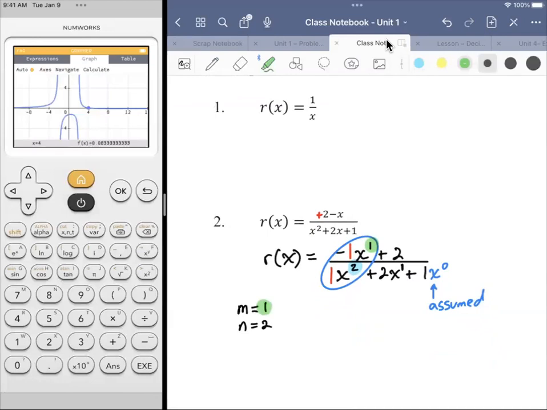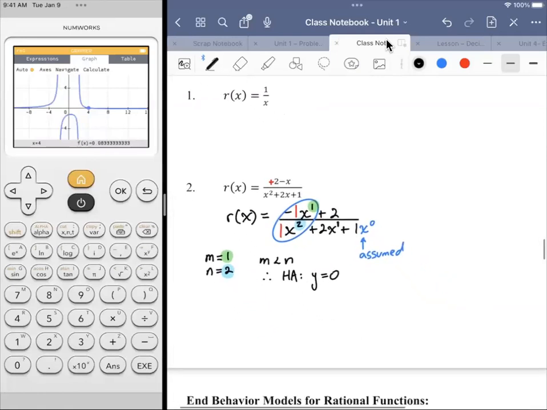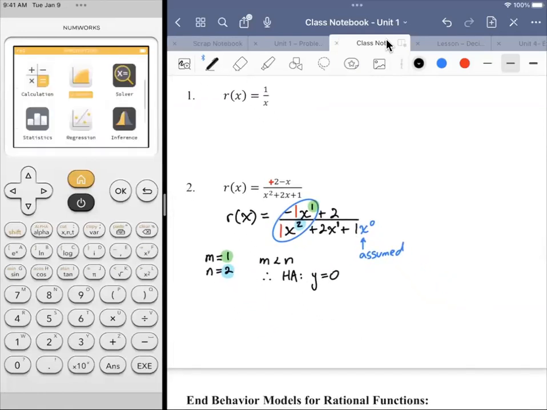Trying to keep consistent with my color scheme here. The relationship here is that m is less than n. So that means the horizontal asymptote has to be y equals 0. So those coefficients didn't matter for anything. They would only matter if these two powers, the green and the blue, were the same. They're not the same, so it's irrelevant, and the horizontal asymptote is y equals 0. I can pop this into the calculator and take a look, just a little verification.